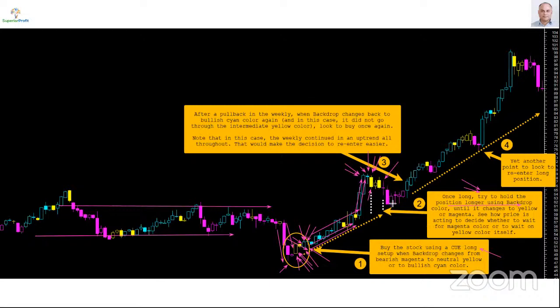Now, after the pullback, most likely there was a trend line. Price came to the trend line, memory trend line, and stopped there. We would probably wait for the color to change from magenta to cyan. My observation is we don't need to be in a hurry. Now, if there was a bounce, remember bounce allows us to take on weekly backdrop magenta as well.